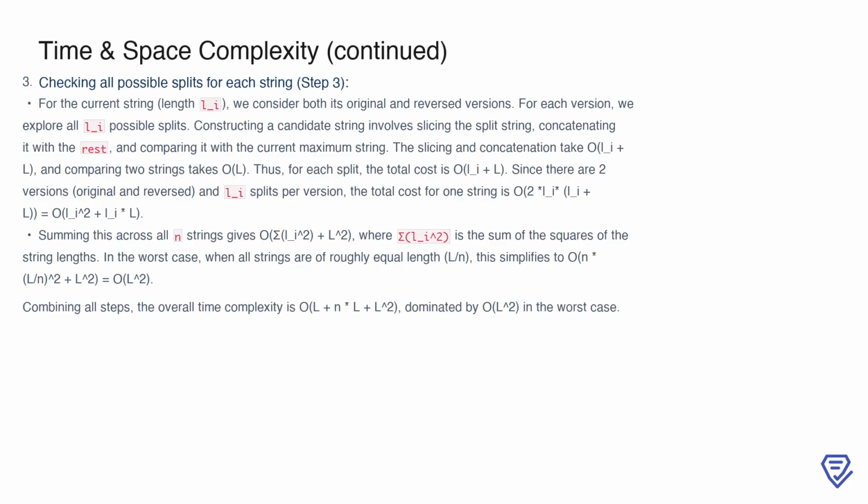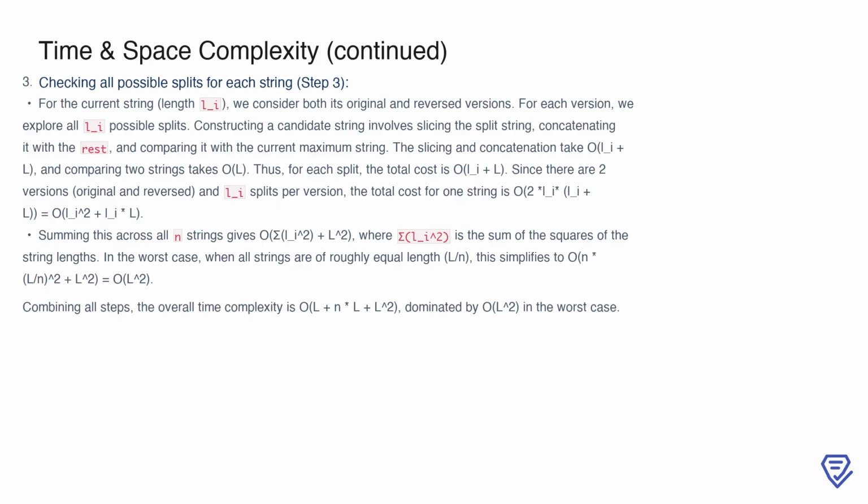Since there are L_i splits per version, and two versions to consider, the total cost for one string becomes O(L_i^2 + L_i * L). Summing this across all strings results in O(sum of L_i^2 + L^2).